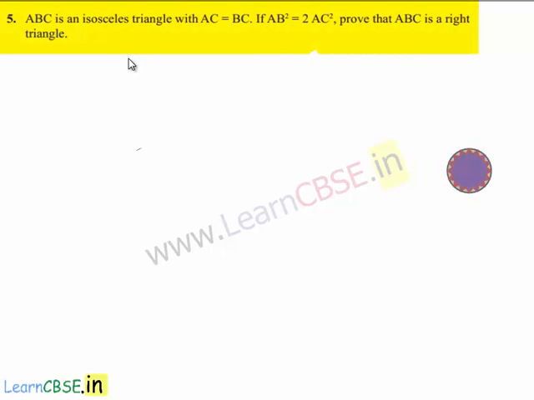Moving on to the fifth question. ABC is an isosceles triangle with AC is equal to BC. If AB square is equal to 2AC square, prove that ABC is right angle triangle. Now moving on to the solution. He has given that ABC is an isosceles triangle with AC is equal to BC.